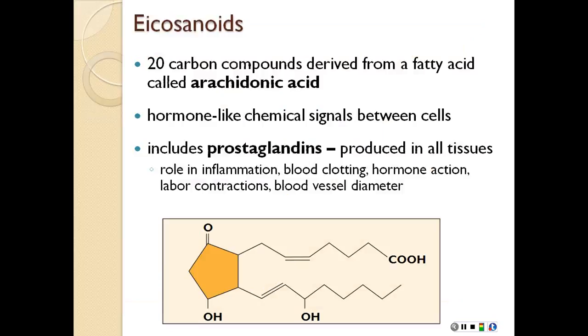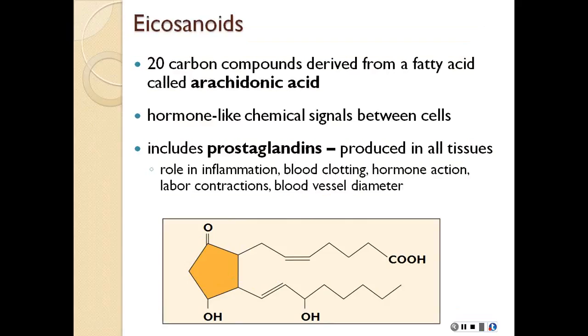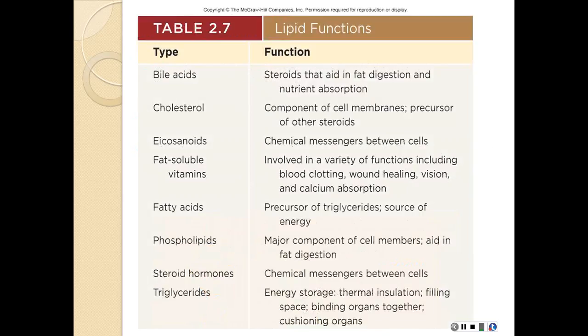Okay, so that's what steroids look like. Notice again the difference in the structure. It's not a long chain of carbons, but it has those 4 ring structures. Eicosanoids, again, don't worry about these for now. Just know that they are lipids. We'll talk more about their specific functions later on.